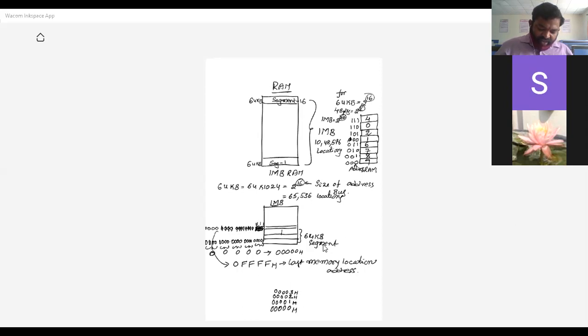What will be the final address within the 64 KB location? Within the 64 KB, what will be the final address, the last one? For example, you take this is the 64 KB size, out of 1 MB. 0FFFFH, sir. Right. So that is the last location for 1 MB, no, sir? No. For the last location of 1 MB, all F's will come.